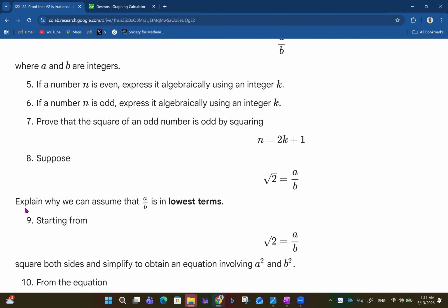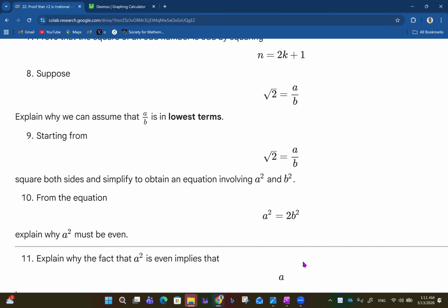Suppose root 2 is a over b. Explain why we can assume that a over b is in lowest terms. A over b will be in lowest terms if the only common factor to a and b is 1. So starting from root 2 equals a over b, square both sides and simplify to get an equation involving a squared and b squared. That's just what we did the other time.